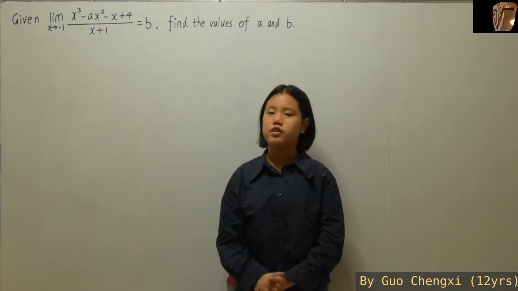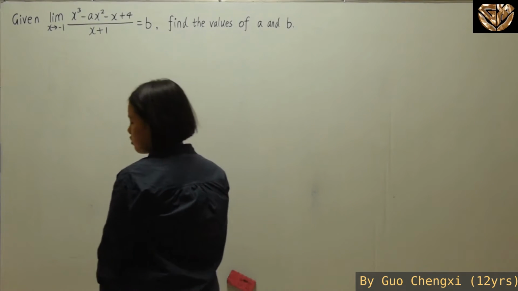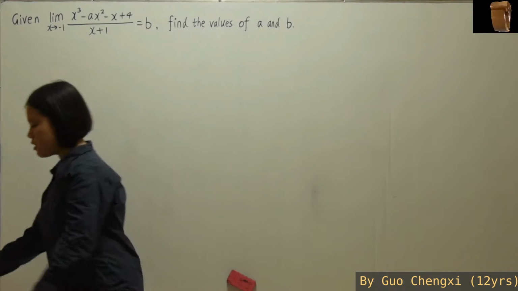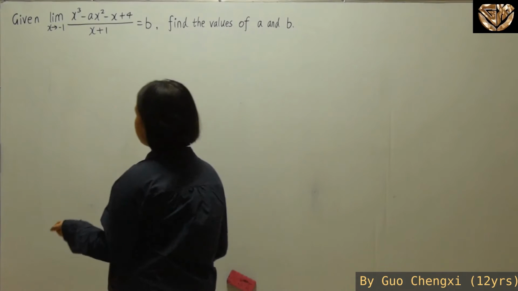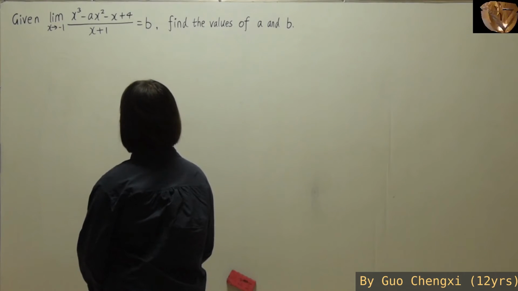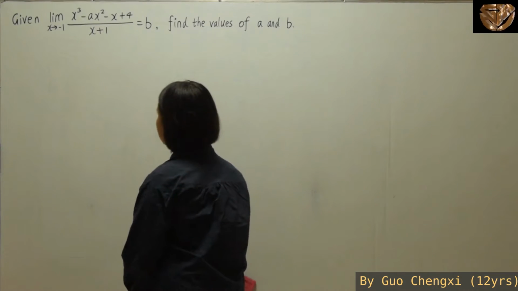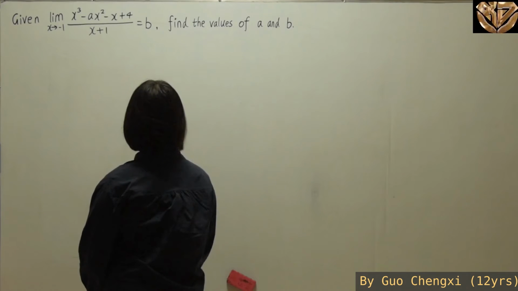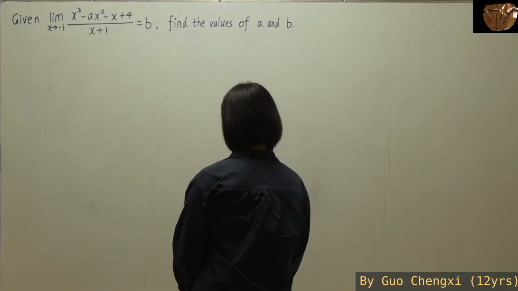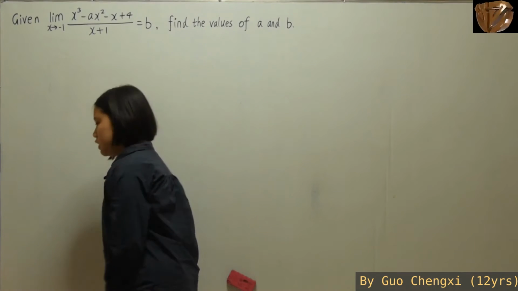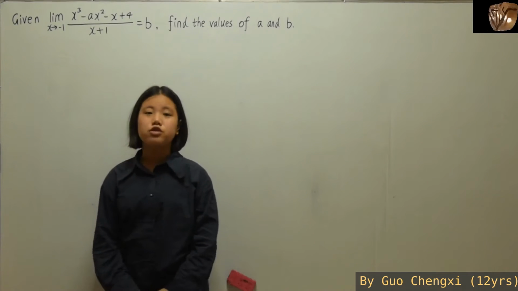For this lesson, we'll be continuing on with another lesson of methods of limit calculation. We have another example where we are given the limit as x approaches negative 1 of x cubed minus ax squared minus x plus 4 over x plus 1 is equal to b. And we are supposed to find the values of a and b using what we are given here.